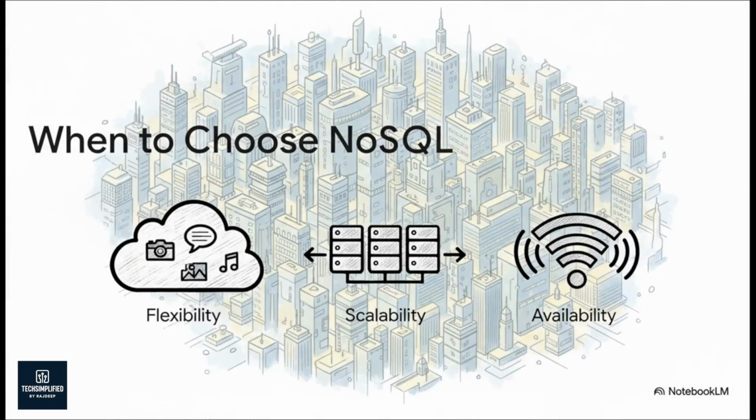But if you're dealing with massive amounts of data that doesn't fit neatly into tables, think social media feeds, IoT sensor data, user profiles, NoSQL is going to be your hero. It's built for the wild, unpredictable scale of the modern web, where being online and fast is more important than being perfectly consistent every single millisecond.